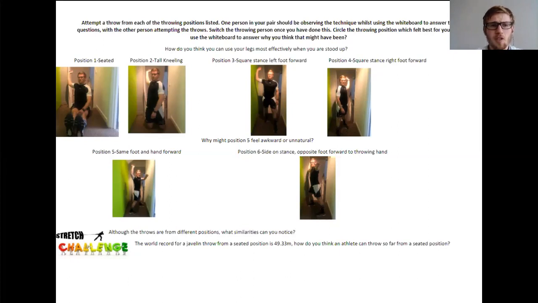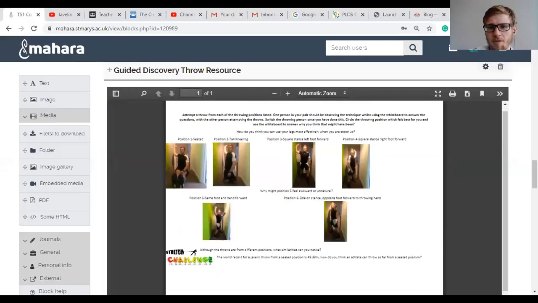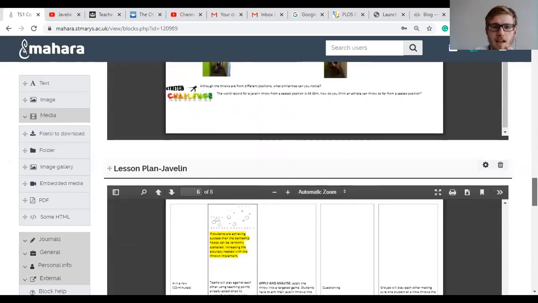And for the gifted and talented or the higher ability pupils, they should hopefully be able to recognize that even though a javelin throw from a seated position is obviously going to be harder because you can't quite use your legs, they still hopefully identify elements such as being side on to the target or having a high elbow position. So really getting pupils to think about that position and how it relates to the learning objective, rather than simply being told that that's the position and them having to simply reiterate that fact.